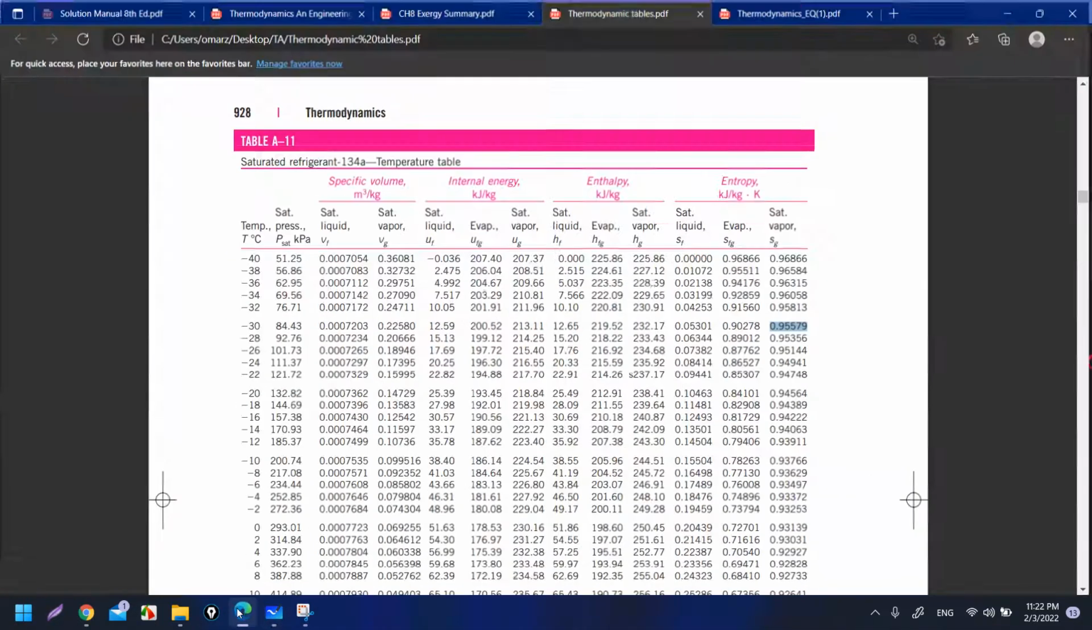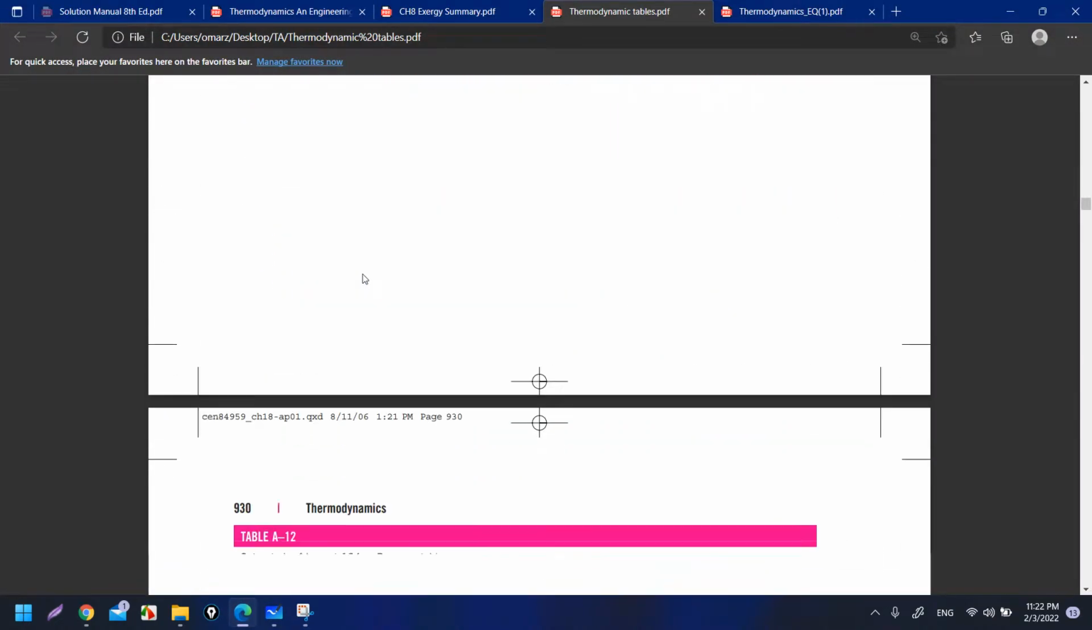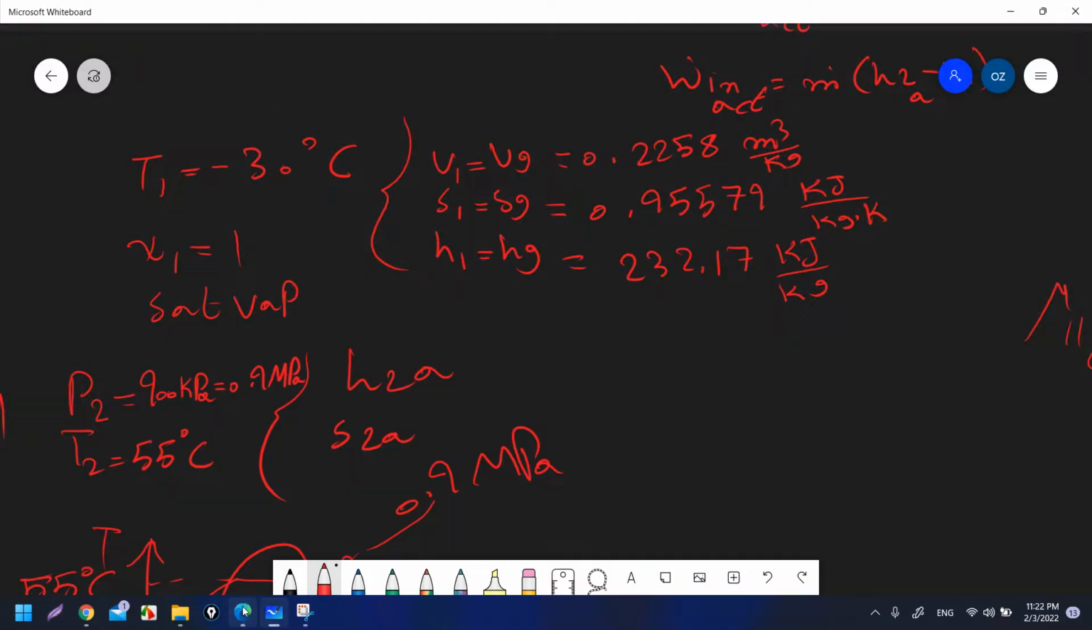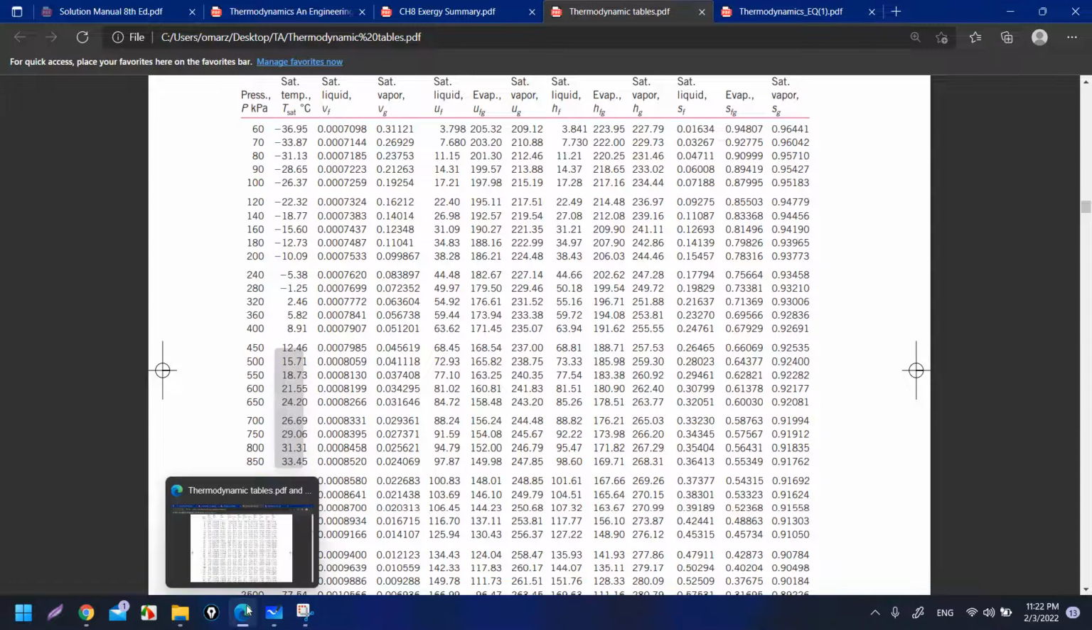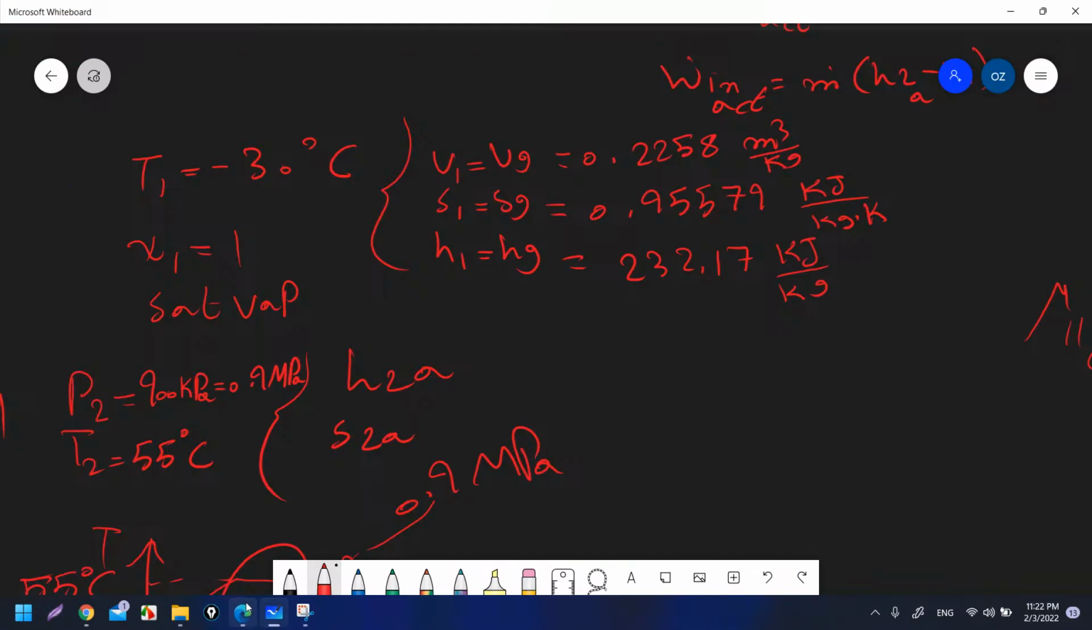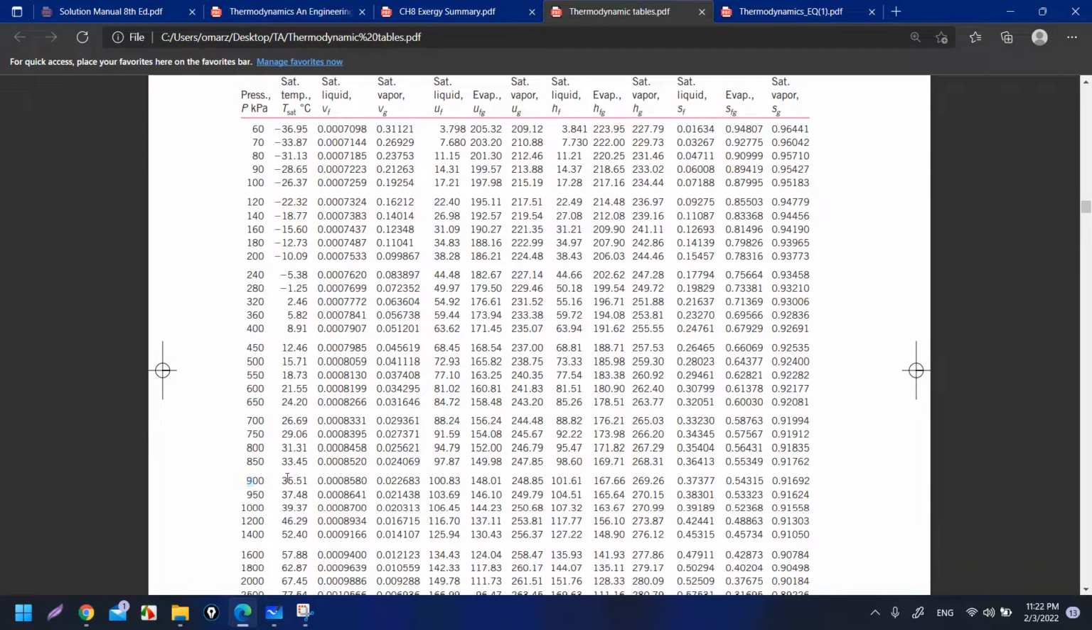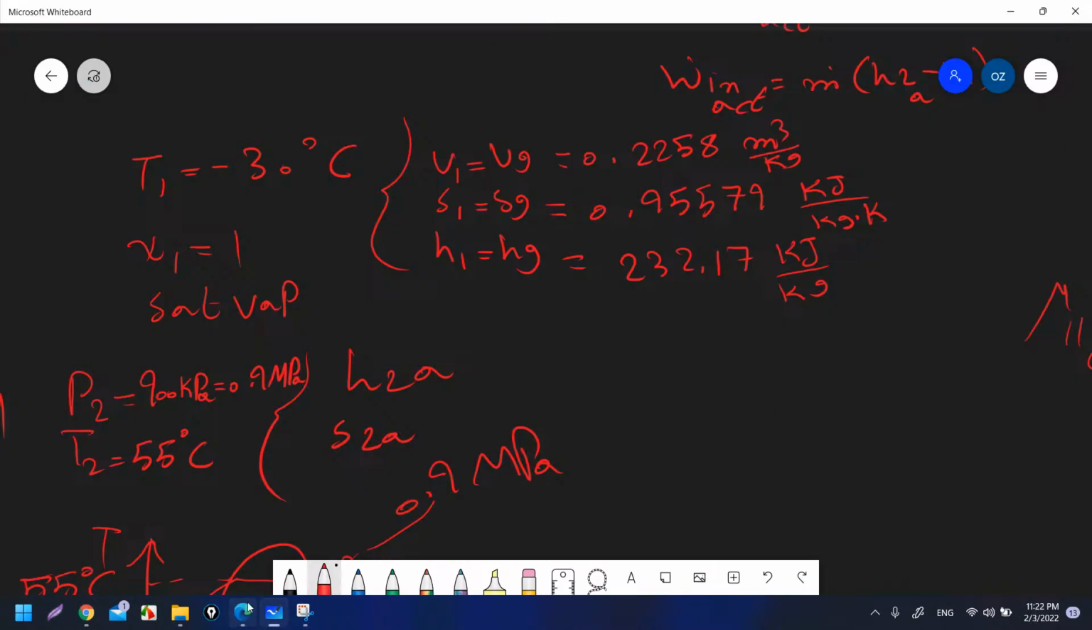For state 2, I have the pressure and temperature. It is easier for me to go to the pressure. 900 kilopascal. My temperature is 55. 55 is higher than 35.51, so it is a superheated state. So I would say T2 is higher than the saturation temperature: 55 degrees Celsius is higher than 35.51 degrees Celsius, so it is a superheated state.